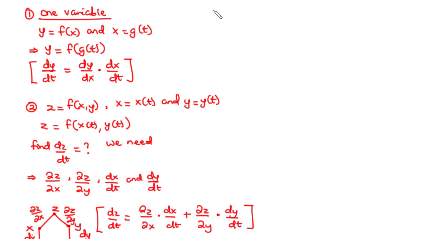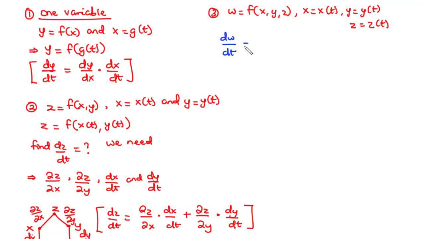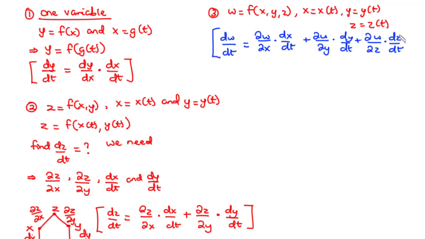Now let's move on to functions of three variables. Given that w is a function of three variables x, y, and z, and x is equal to x of t, y is equal to y of t, and z is also equal to z of t. Thus x, y, and z are all functions of t. Then we can find dw dt, and that is given by the partial of w with respect to x times dx dt plus the partial of w with respect to y times dy dt plus the partial of w with respect to z times dz dt. So basically this is the chain rule formula for functions of three variables.